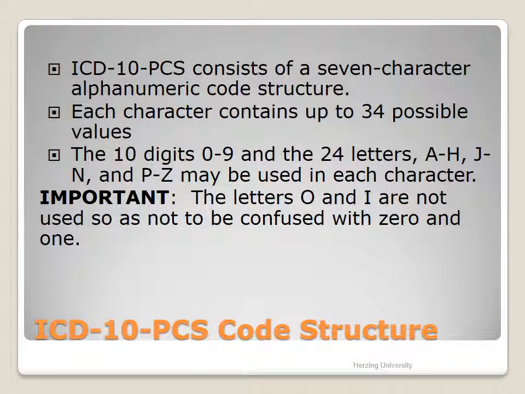Each code is made up of any one of the 10 digits 0 through 9, and any one of the 24 letters A through H, J through N, and P through Z. You will note that only 24 letters are used. 2 letters, O and I, are not used because we don't want them to be confused with the numbers 0 and 1.